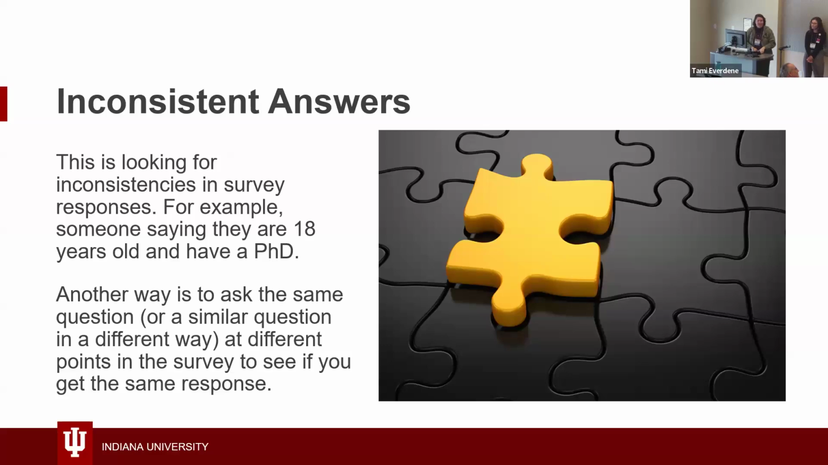Inconsistent answers. So I think a lot of times when you're doing a survey, you have questions that are kind of getting at the same thing. So if they're answering one way and then later down the line answering it differently, they're probably not reading it. They're just answering however they feel. So that's something you can look for. So we'll see this a lot of times if someone says, oh, I'm 18 years old and I have a PhD. They probably don't. So I would think about getting rid of them.